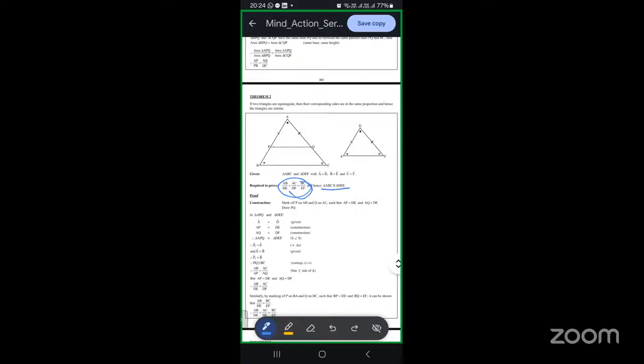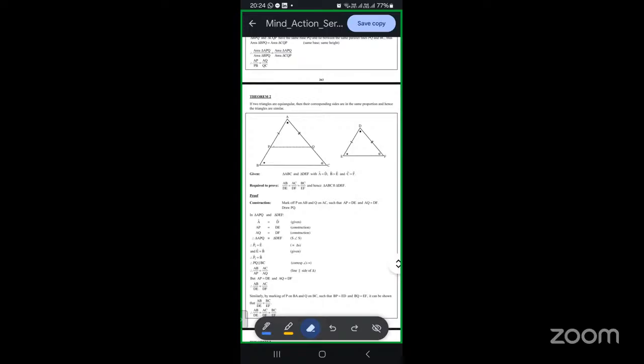Now we want to prove that if we are given that these triangles are equiangular, then we can be sure that this is true, that the sides of these triangles are in the same proportions, and these two triangles are similar.